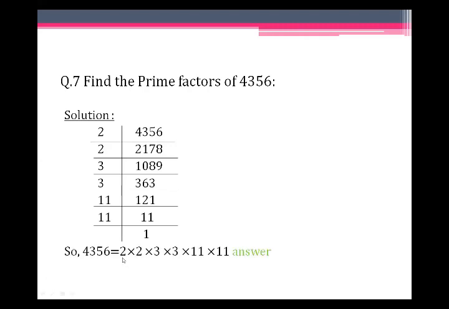So here we write 4356 is equal to 2 multiplied by 2 multiplied by 3 multiplied by 3 multiplied by 11 multiplied by 11. As you see, all the prime factors are written here. Now this is your answer.